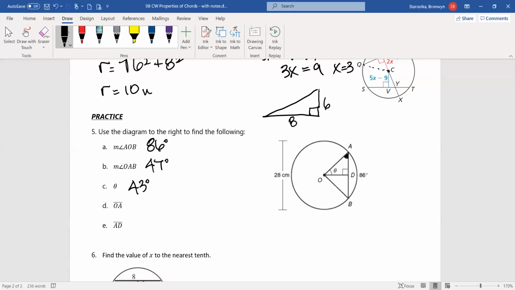Length OA. Well, let's see. I have a diameter that's 28, which means I'm going to have a radius. My diameter equals 28, which means my radius equals 14. So I want to know the length of OA. OA happens to be a radius. So that's 14 units. But now they want the length of AD. So let's draw that out.